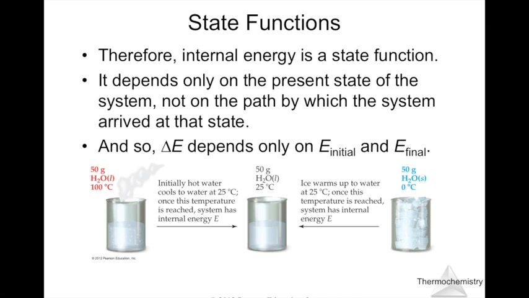not the path by which the system arrived at that state. I like to think of it as somebody climbing a mountain, right? Person A could just take the most direct path up, and person B might get lost and go left, right, up, down, and take a circuitous route. They both start at the bottom and end at the top, right? It doesn't matter. They're both at the top. That's the state function. One guy walked a lot farther because he got lost, but it doesn't matter because he made it in the end.